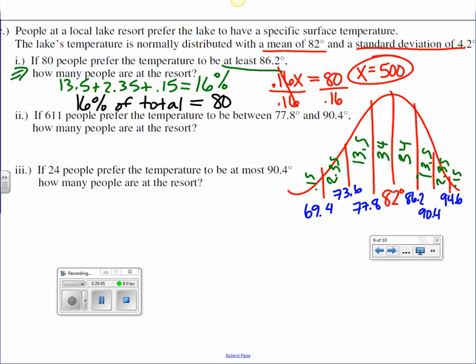You do 80 divided by 0.16. Okay. All right. If 611 people prefer the temperature to be between 77.8 and 90.4, how many people are at the resort? So, Jonathan, what do we need to do first? Good. Find the percent between 77.8 and 90.4. So, Jonathan, what do I add up?